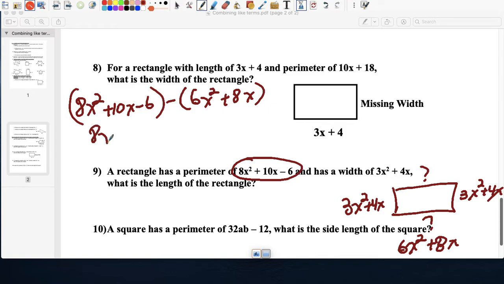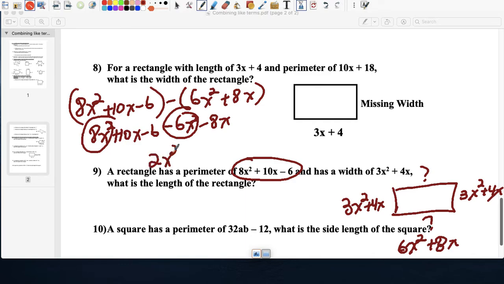Well, let's take the parentheses out first. So that one, nothing changes. But this one, everybody changes. 8x squared minus 6x squared is 2x squared. 10x minus 8x is 2x, so positive 2x. And then just minus 6. So this represents this missing side.